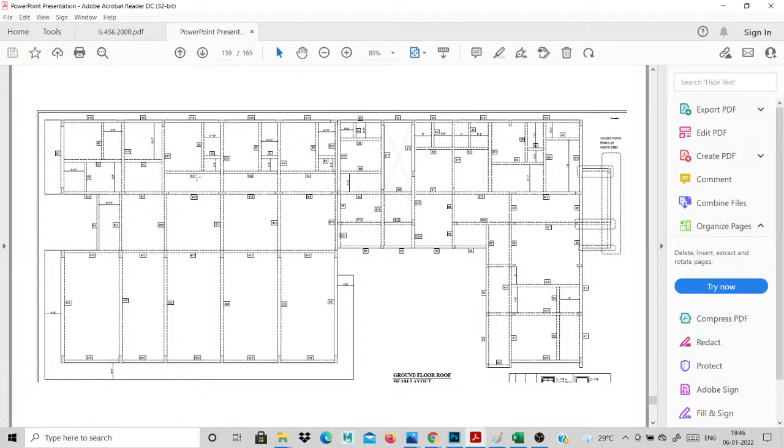Tomorrow we will discuss the software, how to analyze the beams, columns, and slabs, etc. For tomorrow's session, we start the software classes. Then you will analyze one framed structure for your buildings. Okay, now I complete this session.